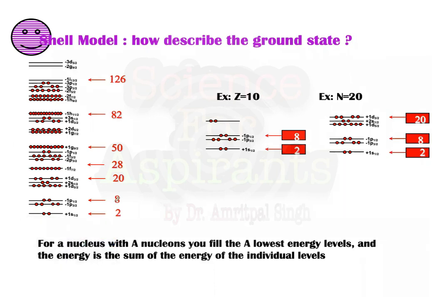You will see that if there are 10 protons, how these protons are occupied within the shells. 2 protons will be occupied in 1s 1/2, and then they will be occupied in the p orbital. First 1p 3/2 will be filled, then 1p 1/2 will be filled, and you will see there are 2 protons.